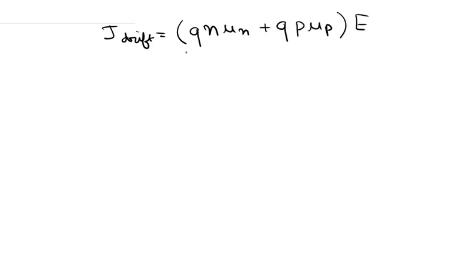So conductivity sigma, let me write the formula again here. J drift is equal to q n mu n plus q p mu p times E. This is the conductivity sigma.